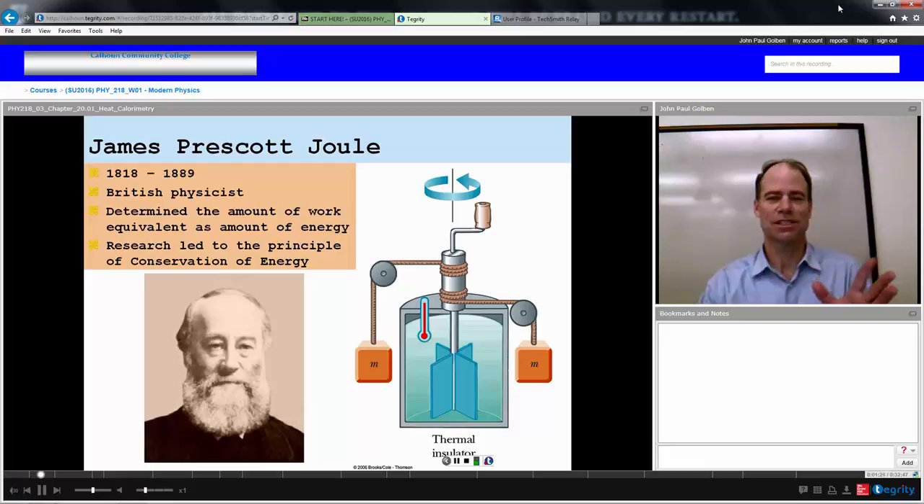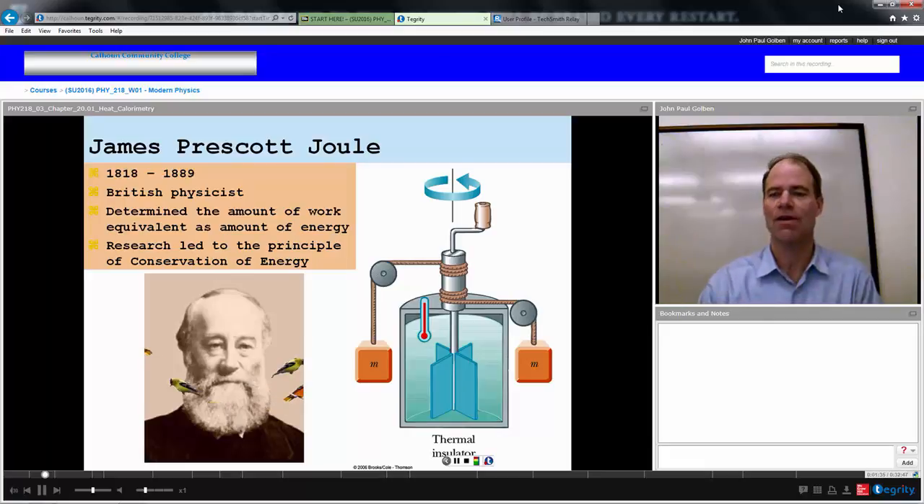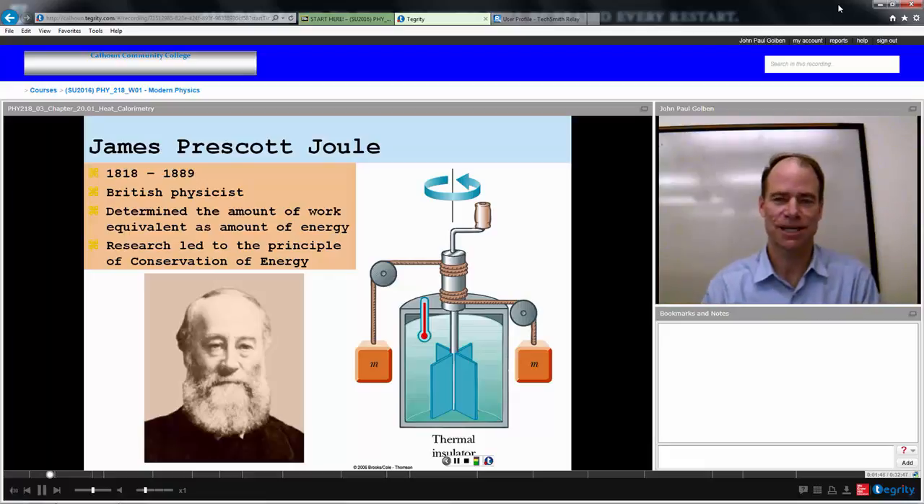We can see his experimental apparatus here, and it's a very nice, intricate design, where you have these masses suspended so that they have potential energy. As they fall, they cause the piston to rotate, and you have energy given into the water, and then the temperature changes as a result of that. So you have conversion of mechanical energy to the rotation in the water and the change in temperature.